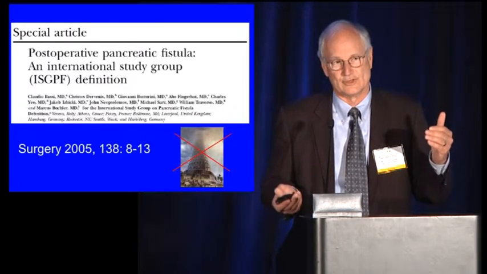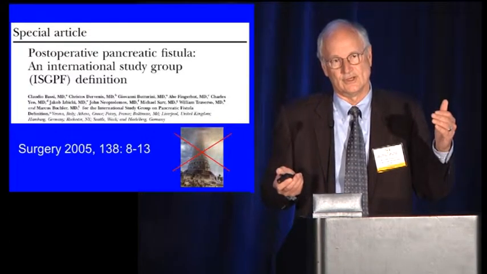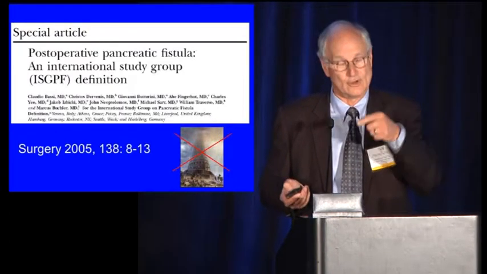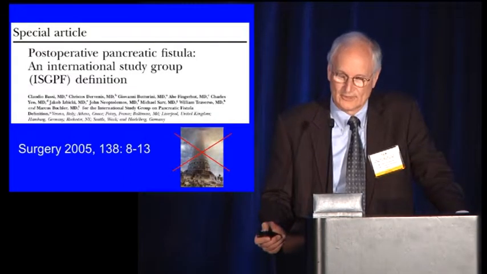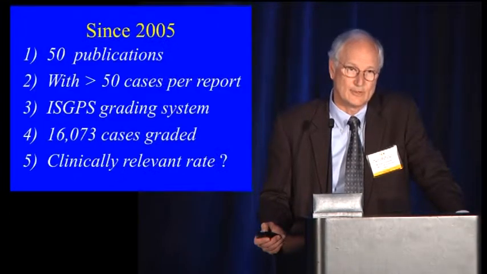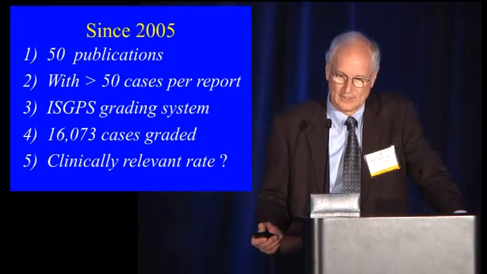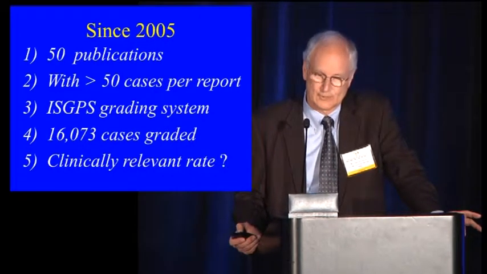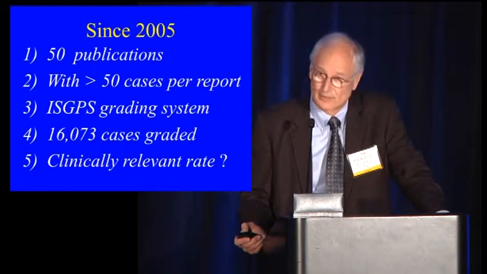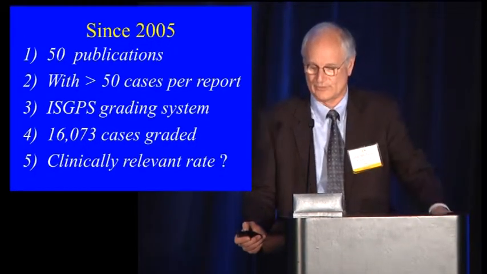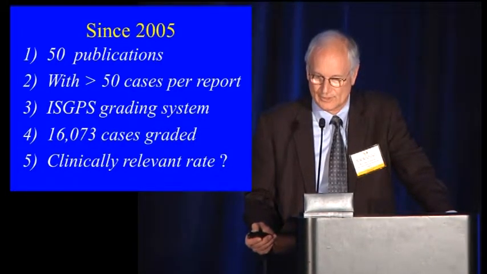Therefore, Pancreas Club got with the experts. We decided what was the best definition, and we put it all down on a calculator that's web-based so that we can all do it the same way. Since 2005, there have been 50 publications of this ISGPS grading system for pancreatic leak. All of these had over 50 cases per report. And there were 16,000 cases that were evaluated. Yasushi Hashimoto prepared this for me as he helped a lot in developing this system with us.